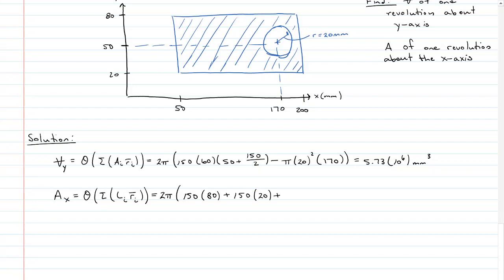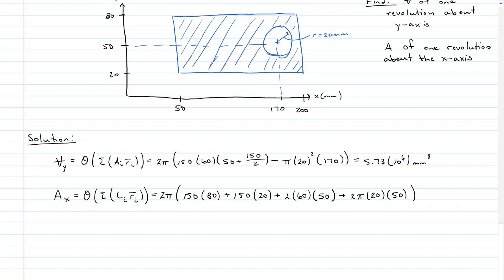Plus, I've got my two vertical lines, so 2 times 60, and their centroid is at 50. Okay, and I've got two of those, that's why I have the 2 there. Okay, that's lefty and righty. And then I have plus the perimeter of the circle, 2 pi r. And the center of the perimeter of the circle is the same as the center of the area of the circle. And that is also 50 millimeters away.